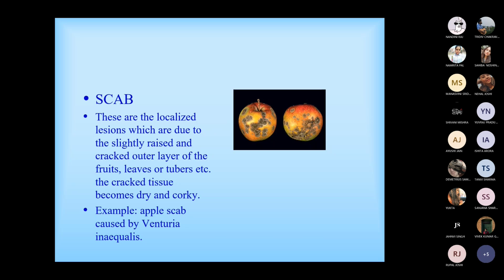So when we buy fruits, their appearance matters the most, right? When we go to the market and buy fruit, we certainly look for the appearance. So this reduces their economic value.